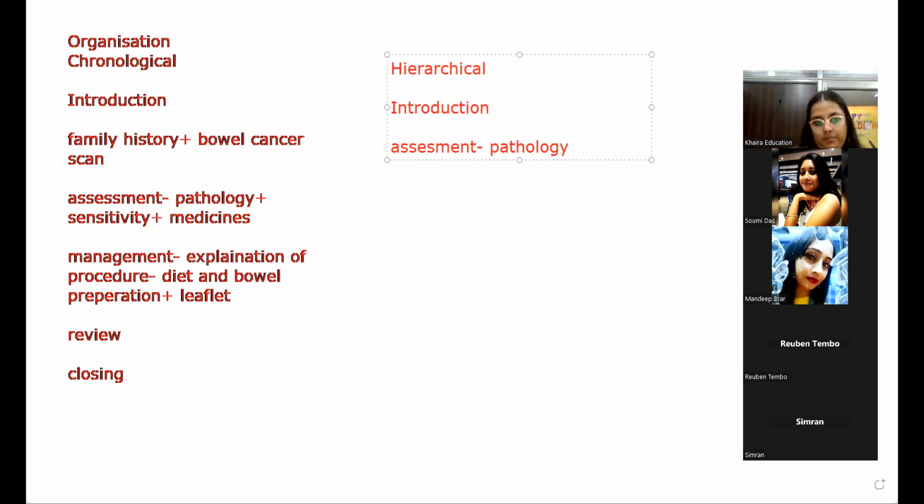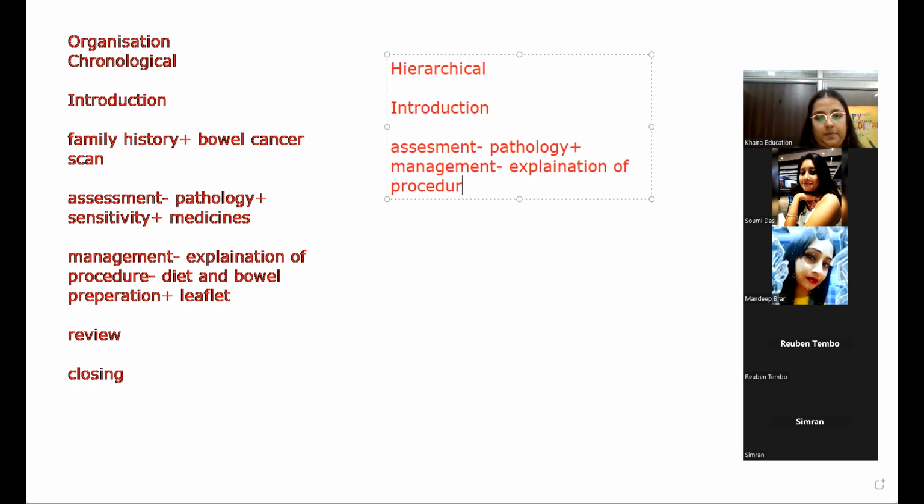And then from there, we are going to look at the management. Right. And the explanation. Since in the assessment we are just going to write about the pathology test, we can write the management in the same paragraph, as we are not writing about the medications here. We'll be writing it later as it's less relevant. So we'll include the management, that is explanation of the procedure. Then what do we write, Ruben?